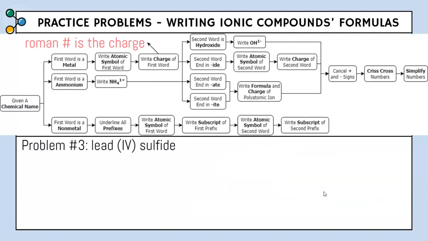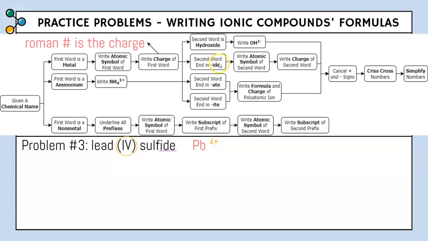Moving on to problem number 3. We have lead 4 sulfide. Looking at our first word, it's a metal, so the atomic symbol is Pb. Now, this name has a Roman numeral. So instead of looking at the periodic table to get the charge of our first word, if you're given a Roman numeral, that's the charge. Since the Roman numeral is 4, Pb has a 4+.